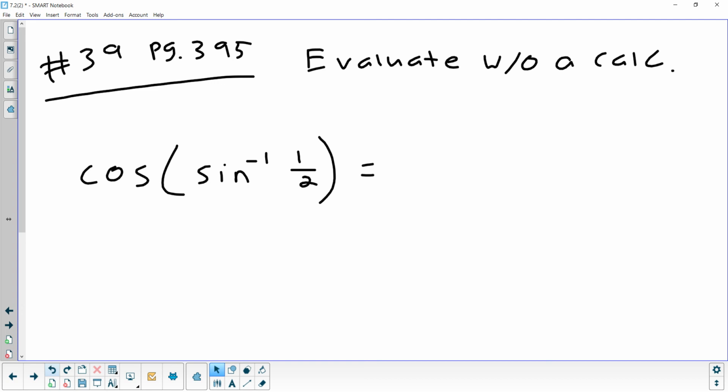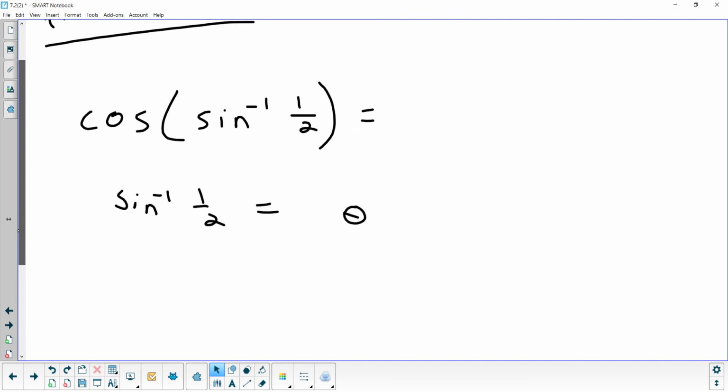What's the first thing I should do? John? Set it equal to an angle. Say it again. Set it equal to an angle. Set what equal to an angle? The argument, like inverse sine of 1/2. So take the inverse sine of 1/2, set that equal to an angle, because we know it's going to come out to some angle. Okay, now what would I do with that?